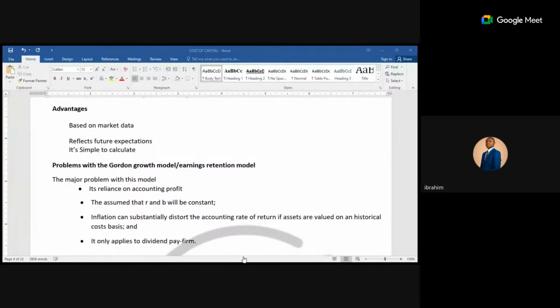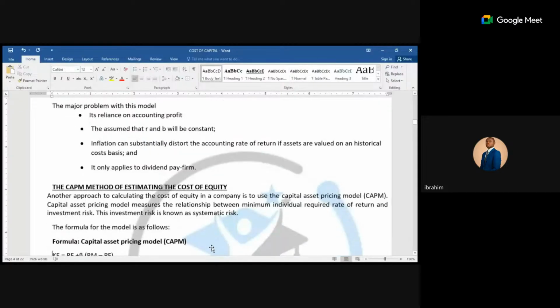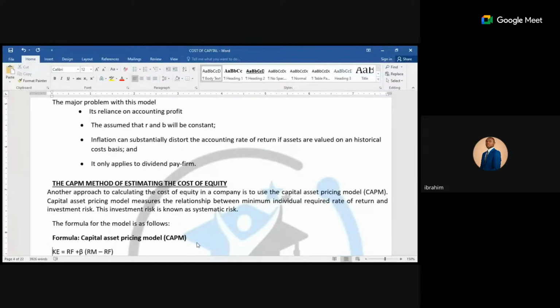Now, we move to the second method of calculating the cost of equity. Class, why you need to understand this? I don't want to jump into calculation.